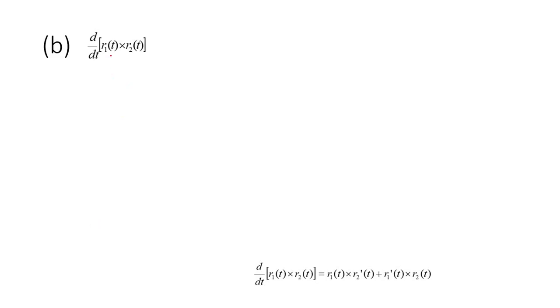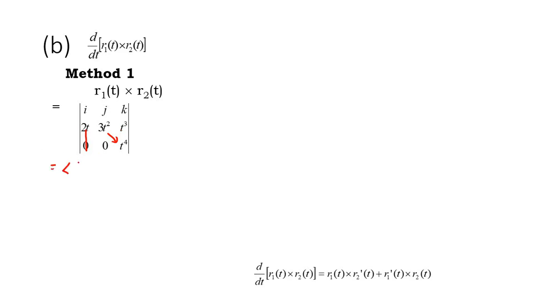And now d/dt of r1(t) cross r2(t). Also you have two ways. Method 1: you do the cross product of r1 and r2(t) and then you differentiate it. So this is r1, this is r2, and then you do the cross product. The result is a vector, so you get components i, j, k. To get component i, cover component i. Then you have 3t squared times t to the power 4 minus 0 times t cubed. That's why the answer is 3t to the power 6, because this one minus this one, this is 0.